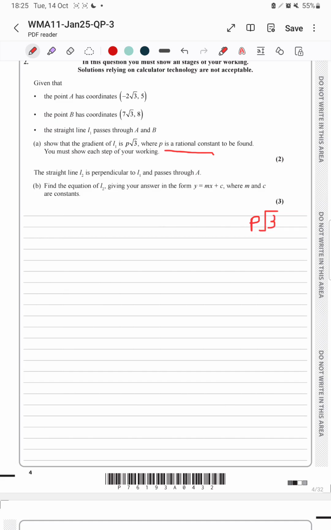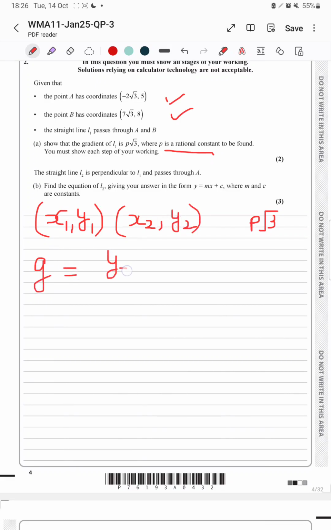Now we have been given the two points the line is passing through. If there are two points, let's say x1, y1, and another point x2, y2, and we need to find the gradient, that is given by the difference of the y values over the difference of the x values.